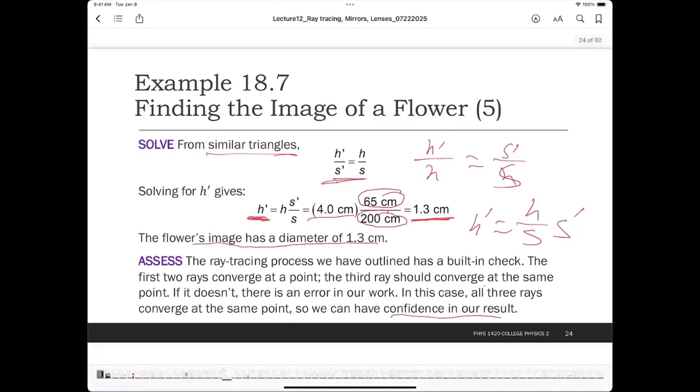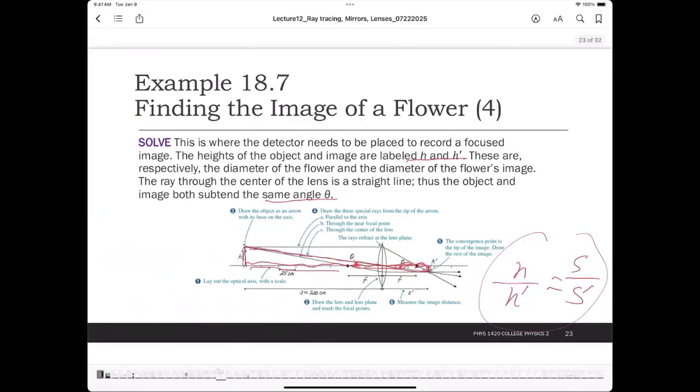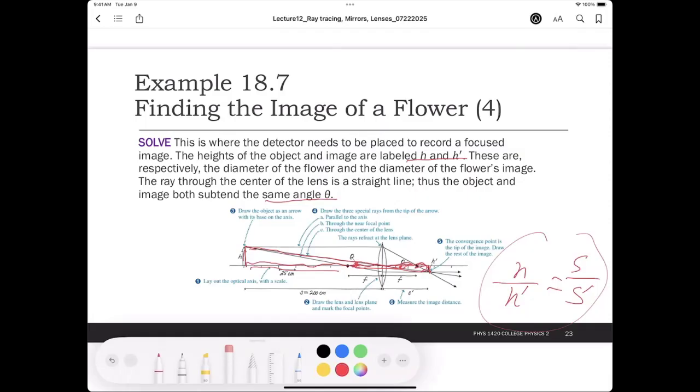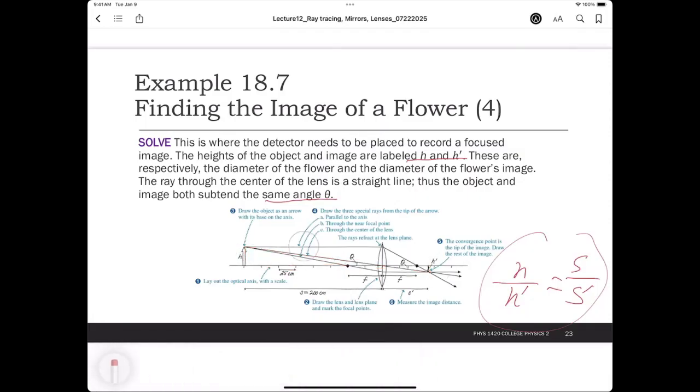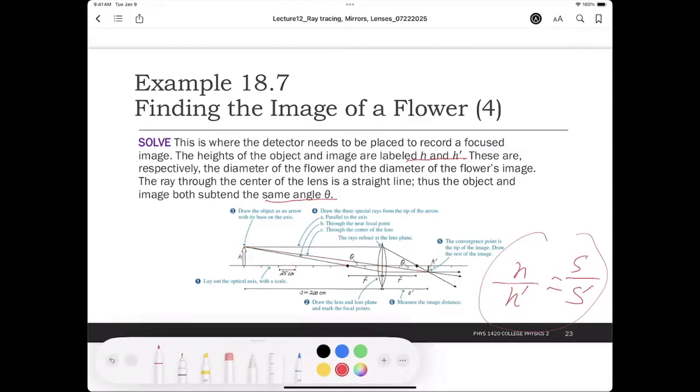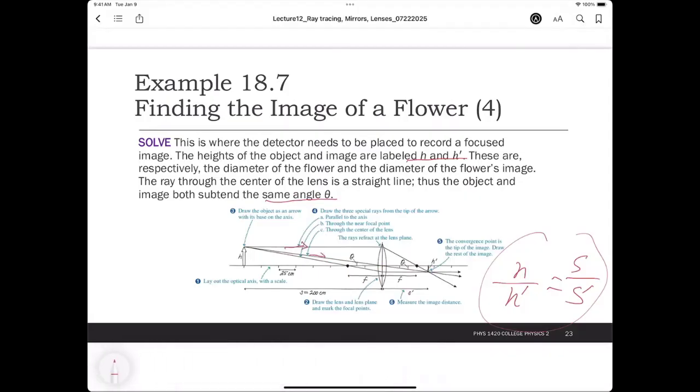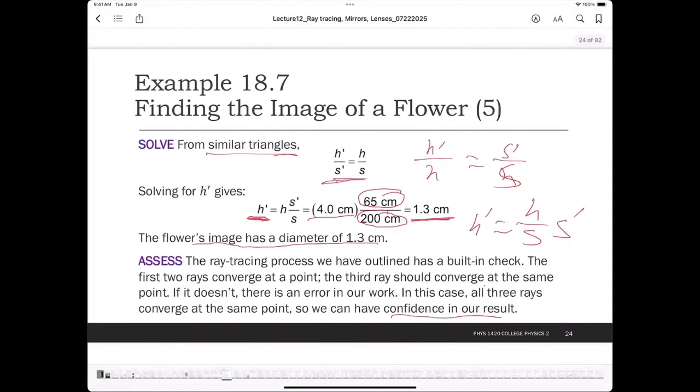You can see those three lines, this one, this one, should converge into one image point. Otherwise, there must be something wrong. Does it make sense to you? Okay.